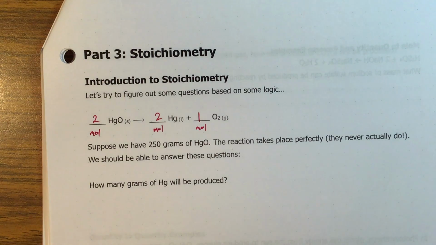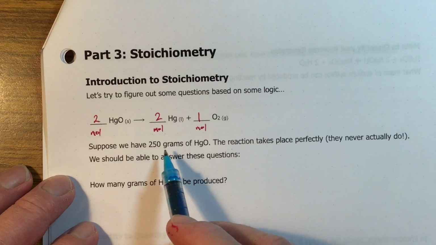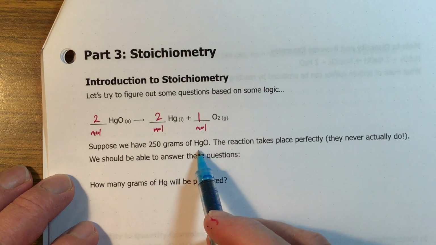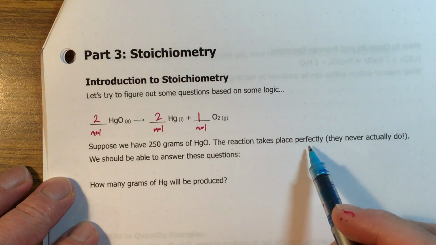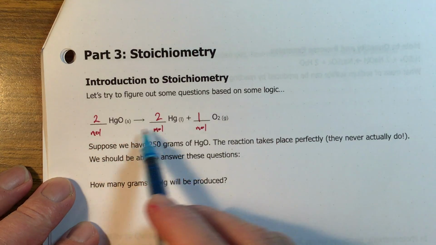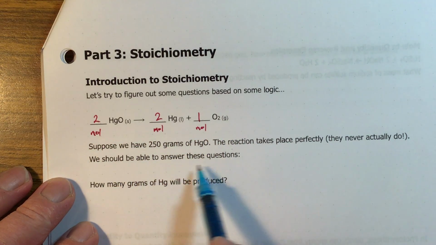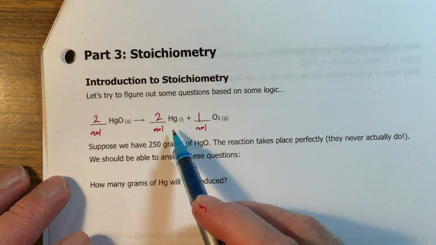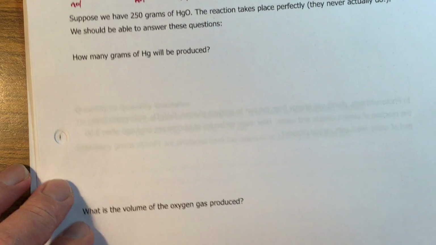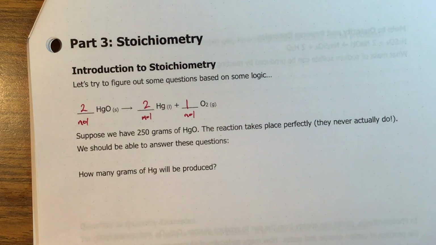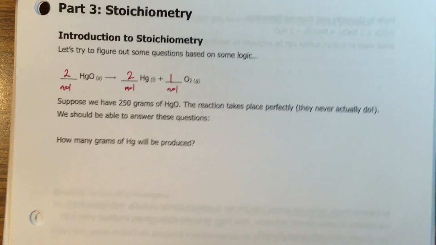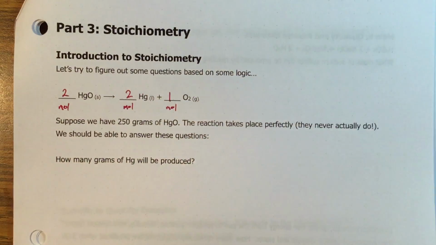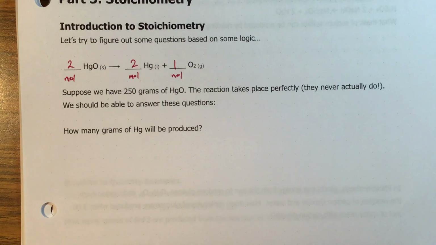So we're going to walk you through the steps for this question. Suppose we have 250 grams of HgO. Then the reaction takes place perfectly, so we get this exact ratio. We should be able to answer these questions. How many grams of Hg will be produced? And what is the volume of the oxygen gas produced? Right? We should be able to answer those questions, and we are going to answer those questions right now.